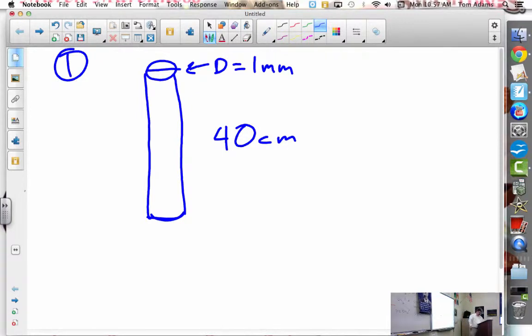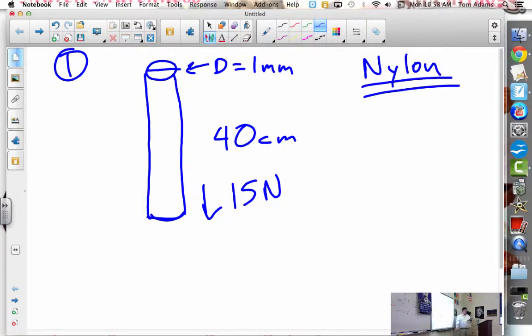And then it says if we apply tension on it, a force of 15 newtons, will the string stretch and how much? Does that make sense? Now the other thing that they told us is that this was a nylon string. That's important, okay? So now what we're talking about is modulus. What we're really looking for is the comparison of the original length and the change in length.